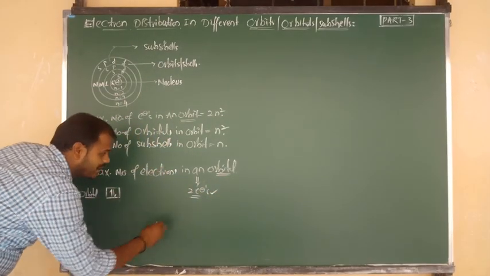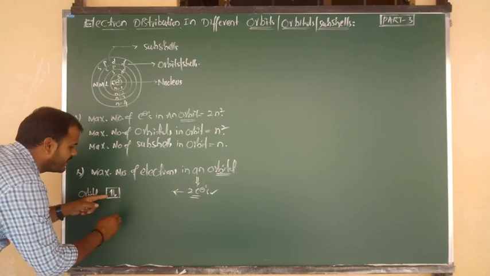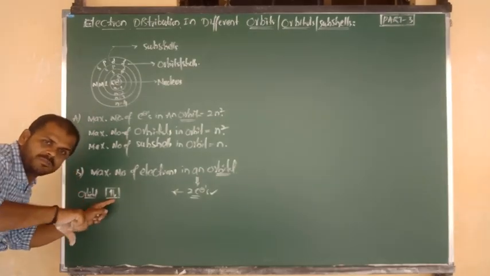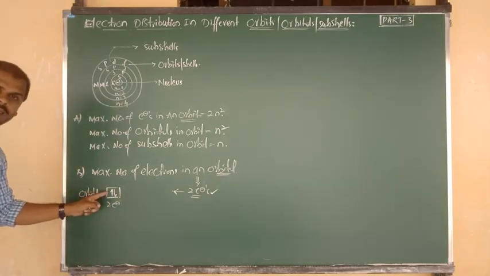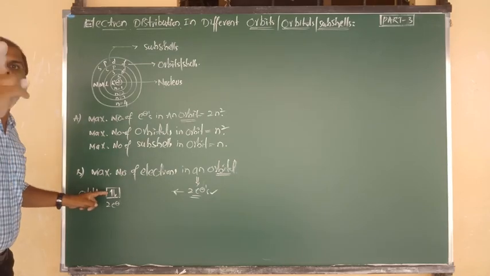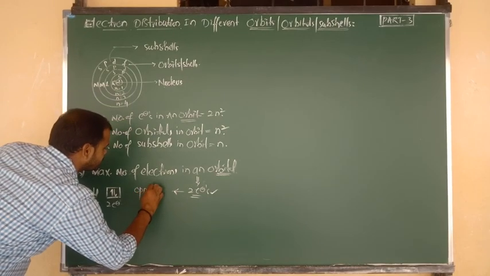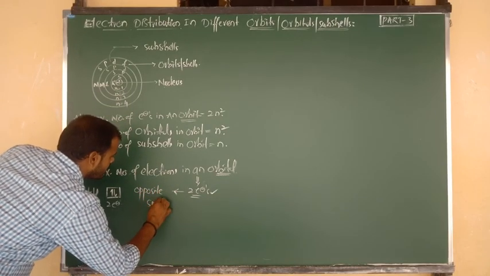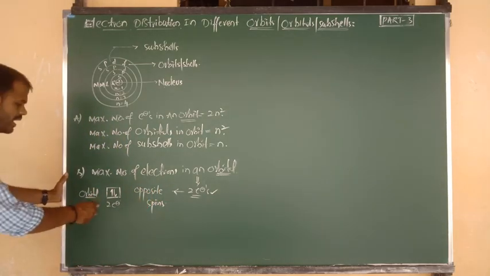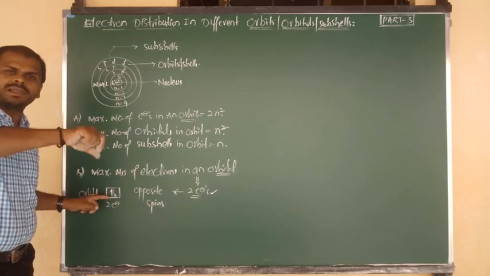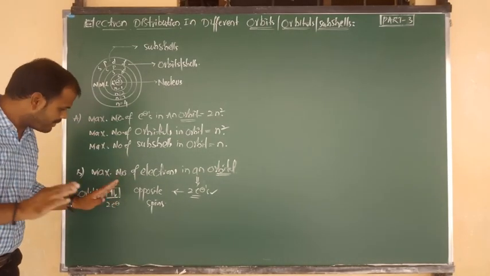How many electrons are there? 2 electrons are there, and they have opposite spins. The first electron has spin up, the second electron has spin down. One orbital can accommodate only 2 electrons, and both have opposite spins, because one has spin up value and the other has spin down value. One has plus spin, the other has minus spin. We will discuss that in upcoming classes, but try to remember.